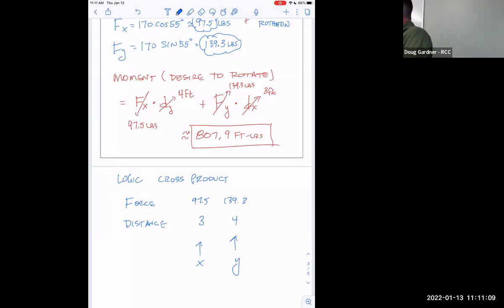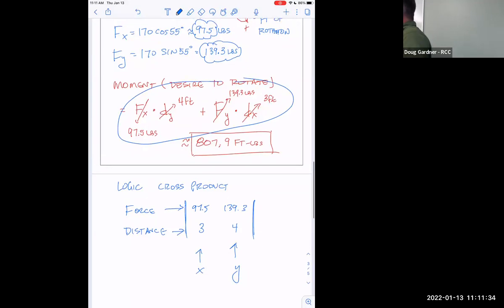Now, here's where the cross product part comes in. Maybe you can already see this. What do I do to that little matrix there? So I'm drawing out my matrix. It's got rows and columns. Rows are force, rows are distance, and then columns are X's and columns are Y's. If I write it that way, I could actually mechanically get the answer to this question if I multiplied these diagonally.